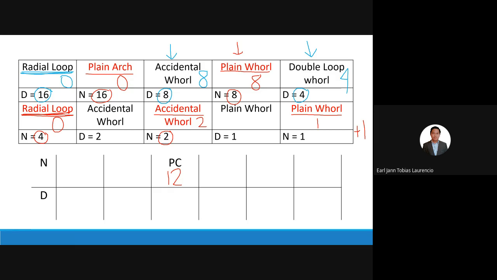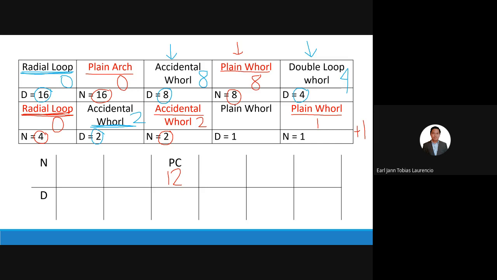Next, the next denominator finger is finger number 7, this one. Okay? The value of a whirl in your finger number 7, that is your left index finger, is 2. Okay? Now, the pattern appearing here is an accidental whirl. So it has a value because it is a whirl variant. The value is 2.